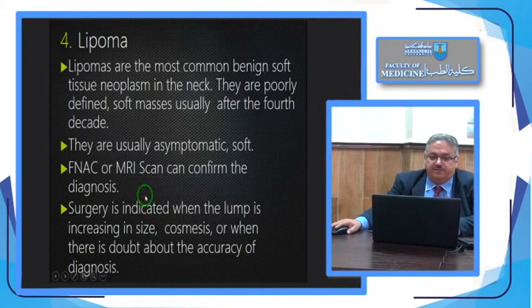One of the very famous, actually the most common benign soft tissue neoplasm in the neck is lipoma. They are poorly defined in the neck. Lipomas are poorly defined, and they are soft masses. They usually happen after the 4th decade of life, and are usually asymptomatic and soft. MRI is the best scan, and fine needle helps in diagnosis.